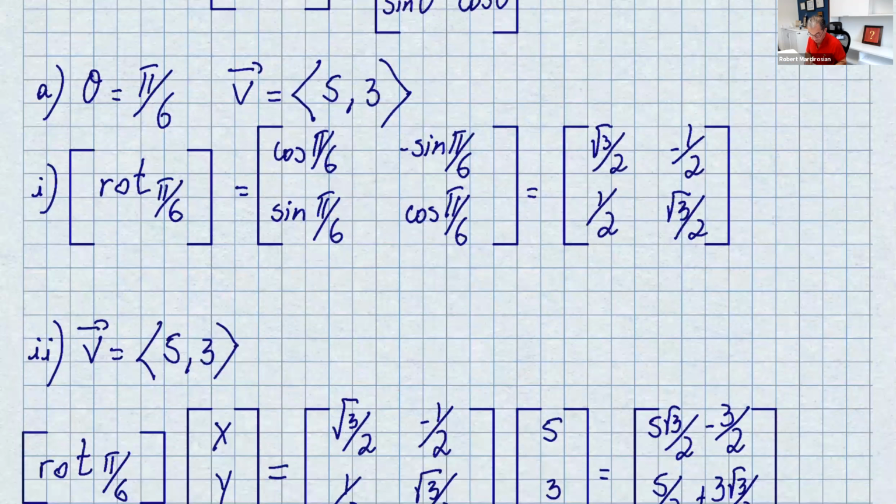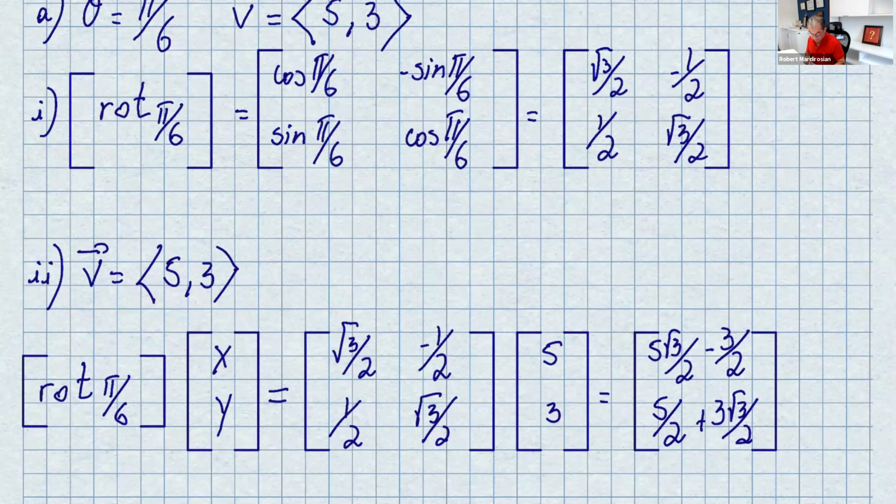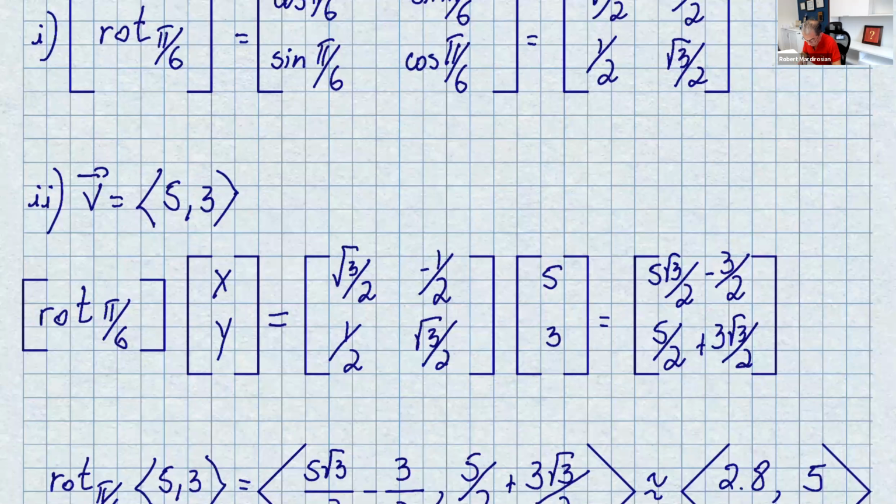Now, if you want to rotate this vector, we take the rotation matrix and multiply it by the components of that vector. So here I did the multiplication for you. So we have square root of 3 over 2, minus 1/2, 1/2, square root of 3 over 2, times 5, 3. Let's go over this. This is a 2 by 2 matrix, and this is a 2 by 1 matrix. So if we multiply, the inner dimensions cancel, and you're going to have a 2 by 1 matrix, which is right here.